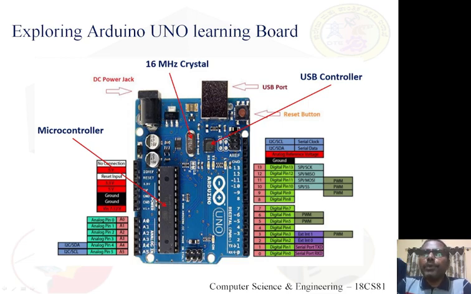The USB port, what you are seeing, through which we are connecting to the computer. Take a USB cable, plug one end of the USB cable to the computer and the other end to this Arduino. Through this USB cable, the Arduino and computer will communicate. And you can see there is a crystal clock oscillator, 16 megahertz crystal clock.